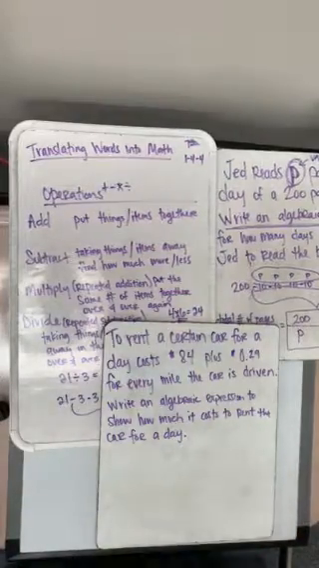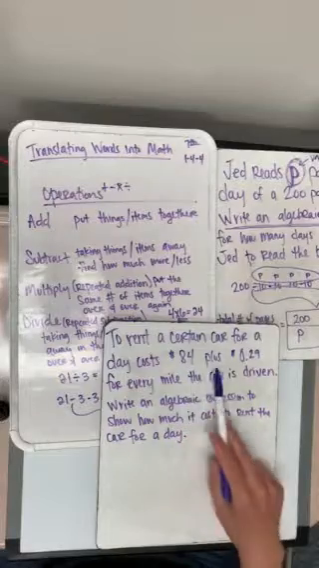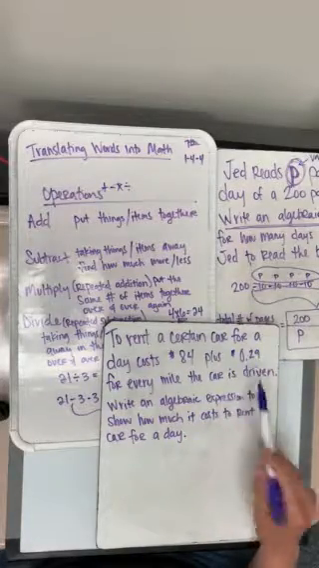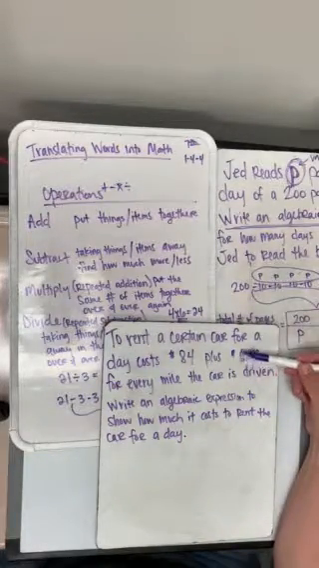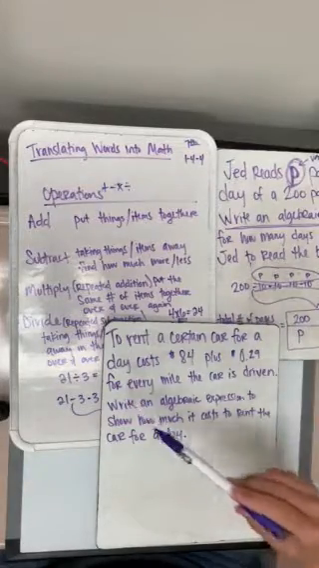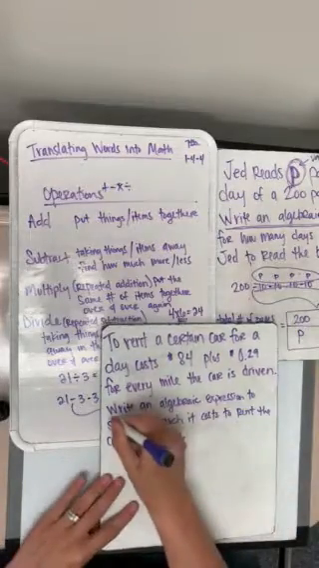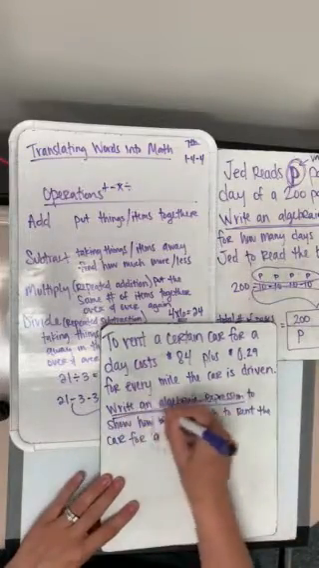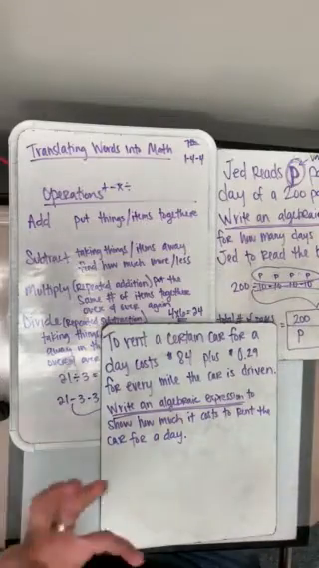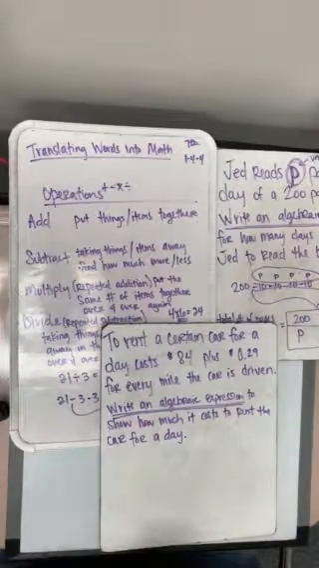To rent a certain car for a day costs $84 plus 29 cents. If you'll notice, I have my dollar sign, I have 0.29. So plus 29 cents for every mile the car is driven. It wants us to write an algebraic expression. So once again, we're only writing an expression. We don't actually have to find a nice, neat number for an answer. So write an algebraic expression to show how much it costs to rent the car for a day.